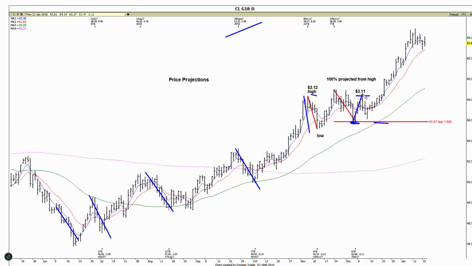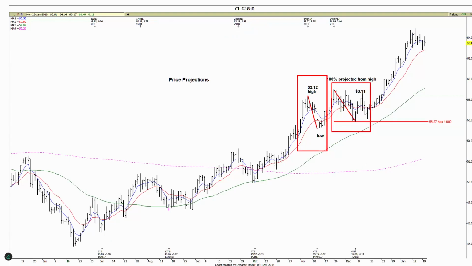Now, you did have a nice initial rally off of this symmetry level, though we did come back and retest that area and then saw a huge rally after that. But these are really important areas to look at, the symmetry projections. So symmetry is essentially similarity or equality when comparing swings in the same direction. And you can see that here, we definitely had similarity, $3.12 versus $3.11.